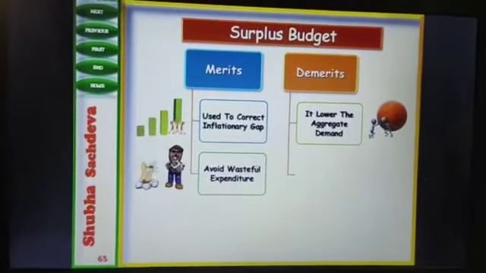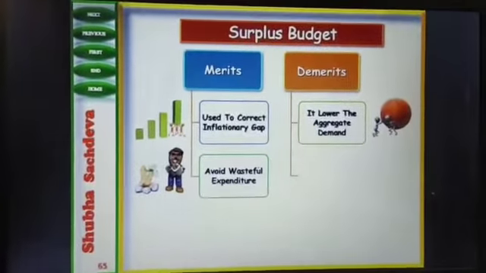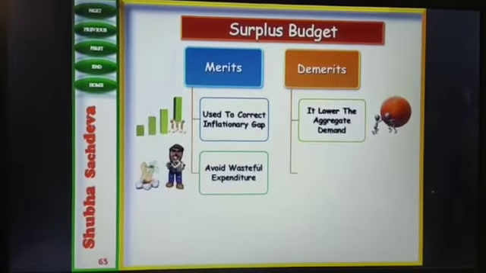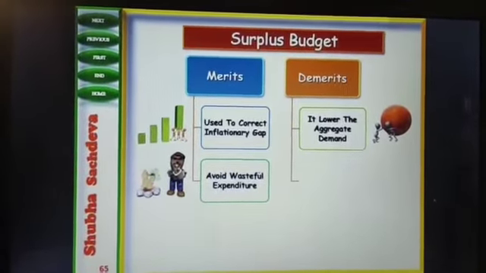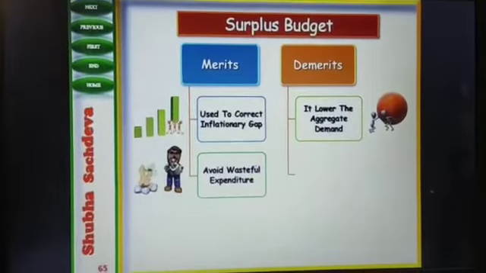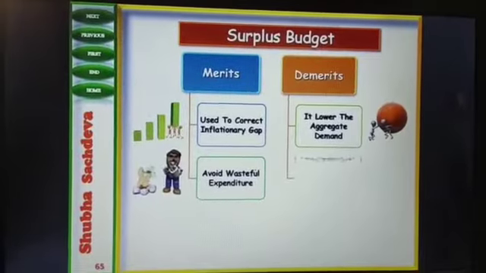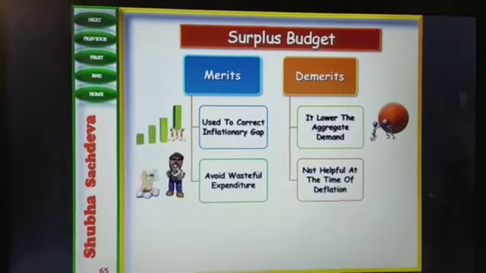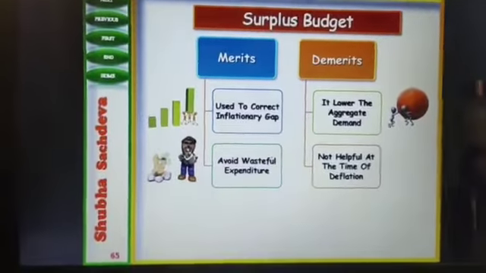When the money supply is less in the economy, government is receiving more amount from the economy and giving less amount. That means government is injecting less in the economy, but leakage is there, taking out the money of the economy. Then there will be less money supply and low aggregate demand. And it is also not helpful at the time of deflation. It is helpful at the time of inflation.